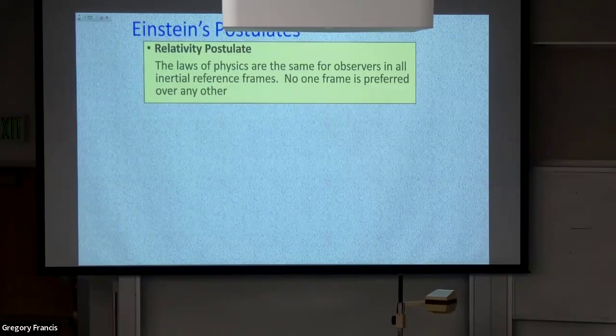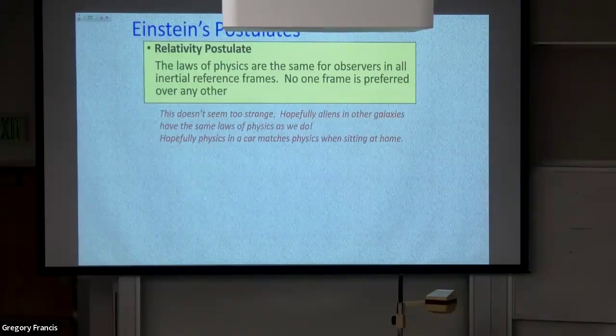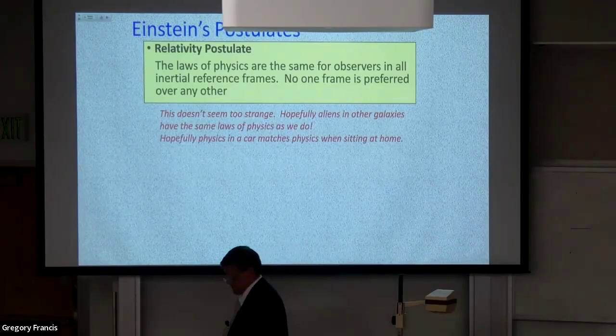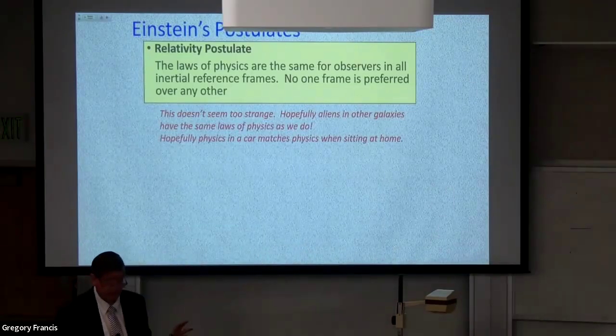And I misspoke before, it's Newton's first law that is valid in an inertial reference frame. And that tells us when we can use Newton's second law, okay? So no one frame is preferred over any other as long as they're both inertial reference frames. This seems reasonable, okay? We hope that aliens in other galaxies have the same laws of physics that we do, okay? Now, the second postulate is where things get weird.